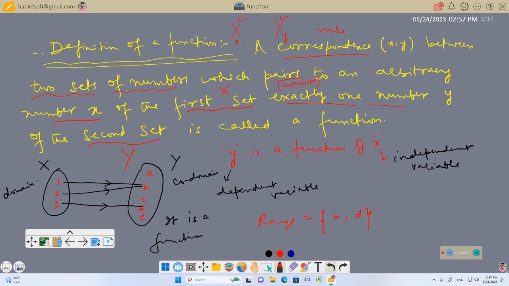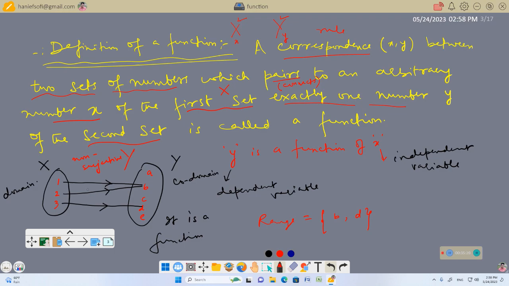What about this? Is it surjective? No, because there are A, C, and D, three members left behind. So it is non-surjective, isn't it?